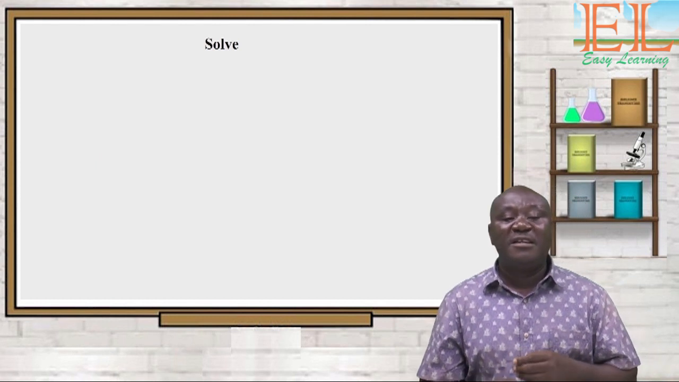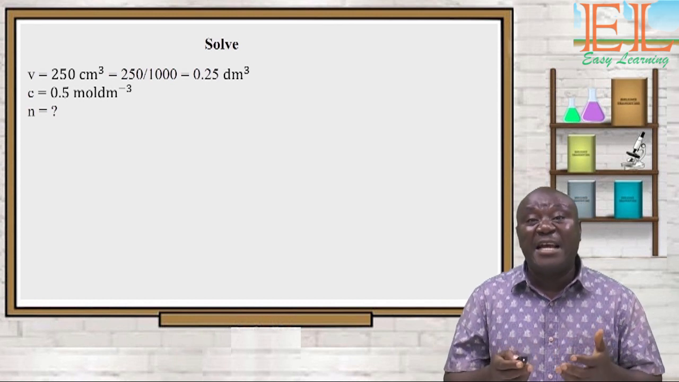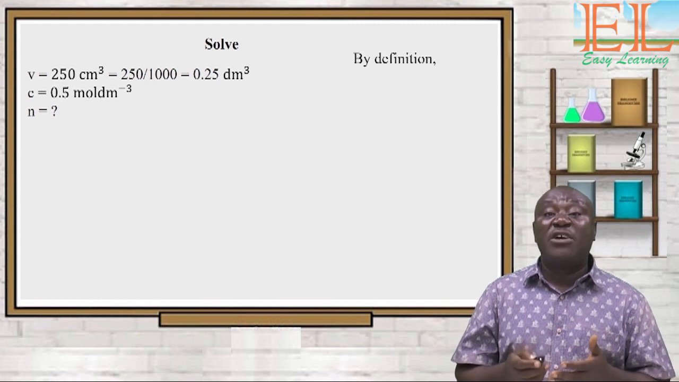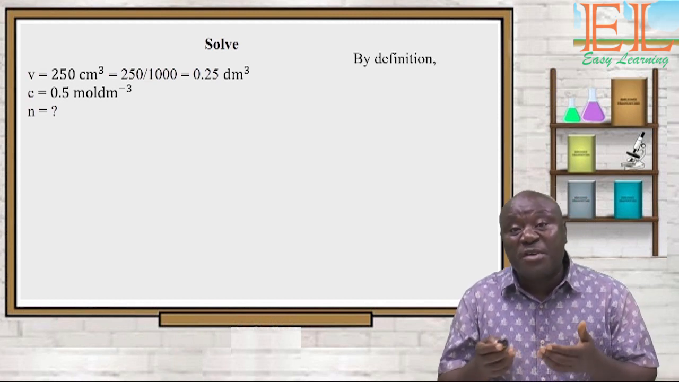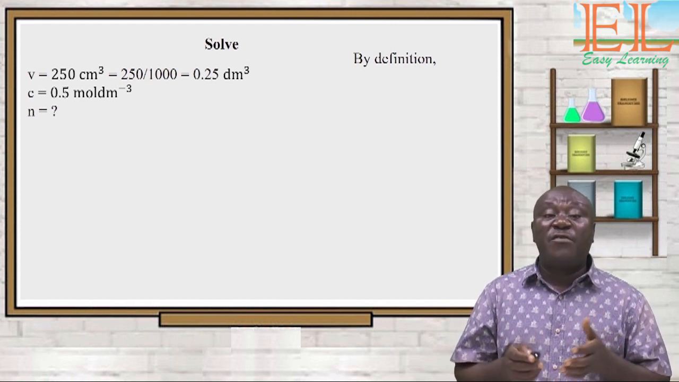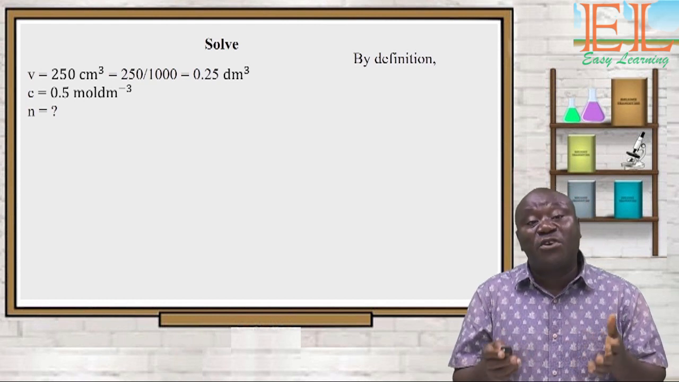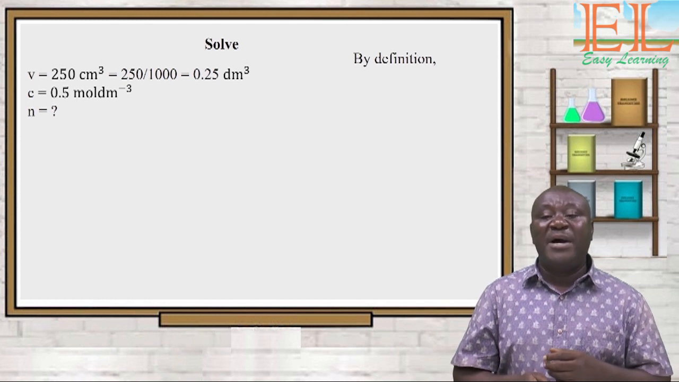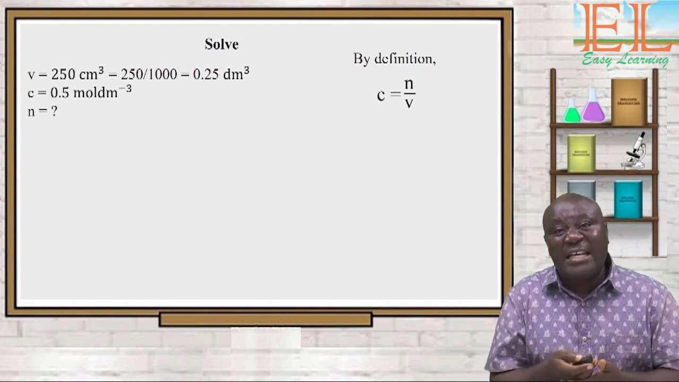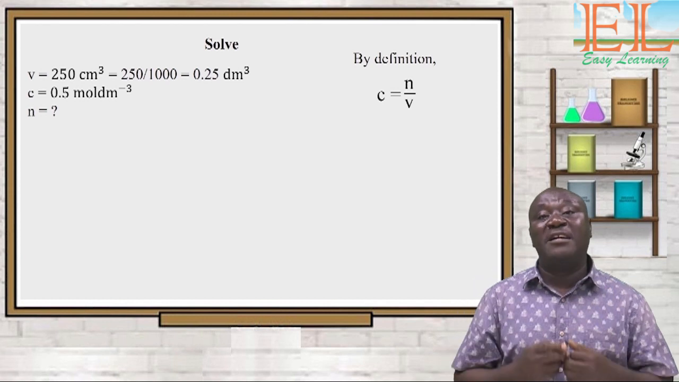So in the question, we have V being equal to 250 cm cube. If we divide by 1000, we will get 0.25 dm cube. Our C is 0.5 mole per dm cube. And the quantity being sought for is n. By definition, C is equal to n divided by V. How do we make n the subject of this formula?